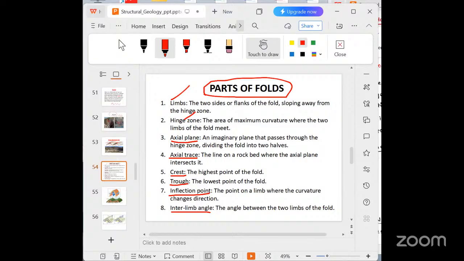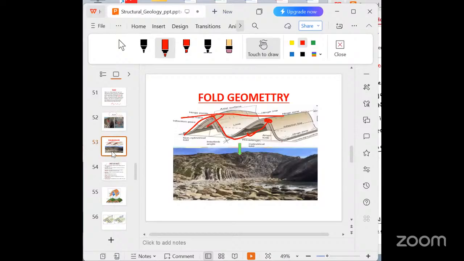Now, what is the limb? A limb is a portion of a fold between the inflection point and the hinge, right? So the two sides are the flanks of the fold, sloping away from the hinge zone, right? So it's called a limb. You see here, this one, limb, okay?